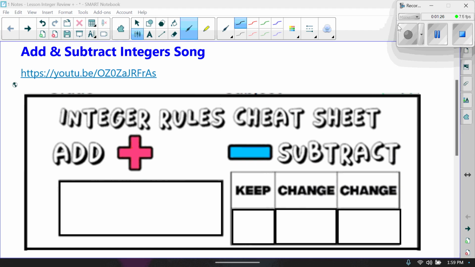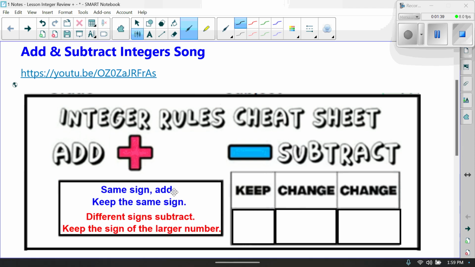So, in the video, we have the rules for adding integers, and the rules were: if we have the same sign, we add the numbers, and then we keep the same sign. If we are adding integers with different signs, we subtract the digits, and we keep the sign of the larger number. Okay? So make sure you write that down in your notes.